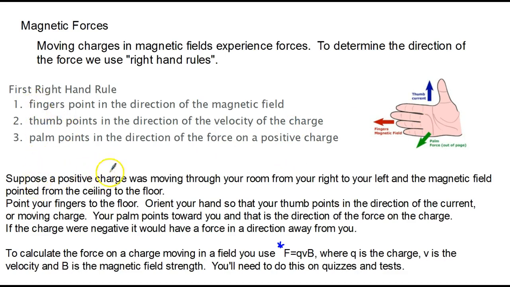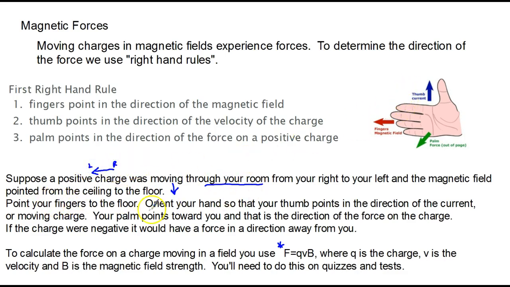So if I have a positive charge moving, if it's moving through your room, just imagine the room that you're in right now, and the positive charge is moving from your right to your left. So look at your room from that wall that's to your right to that wall that's to your left. And the magnetic field is pointing from the ceiling to the floor. The magnetic field is pointing down, and the velocity of the charge from your right to your left.